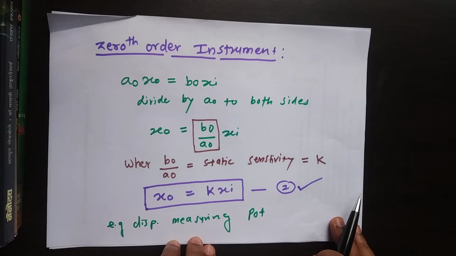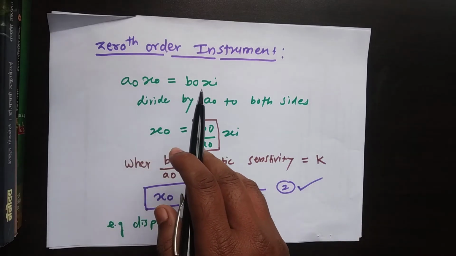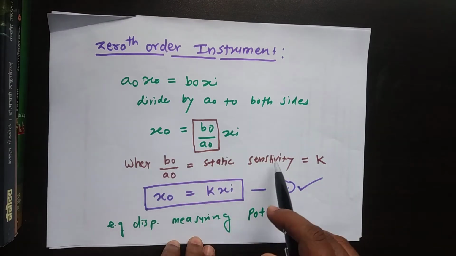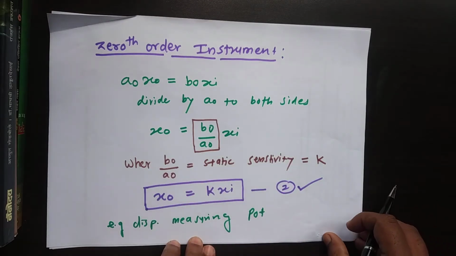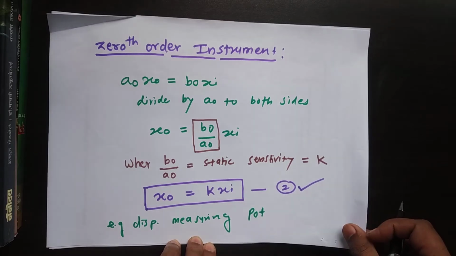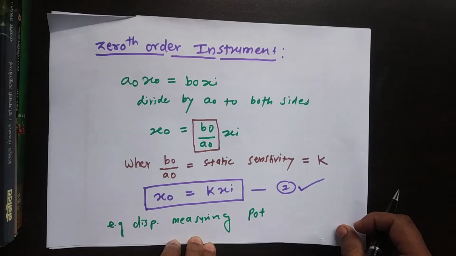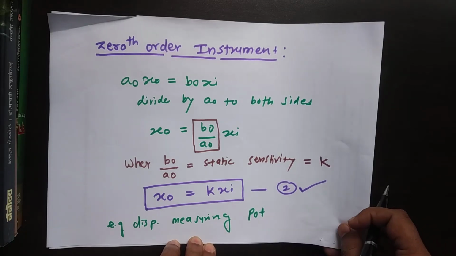For this we considered all a's and b's other than a0 and b0 to be 0. Then the equation becomes a0 x0 equal to b0 xi, and after some mathematical calculation we get the final equation x0 equal to K xi. So this zeroth order instrument suggests that the output quantity changes proportionally to the input quantity.